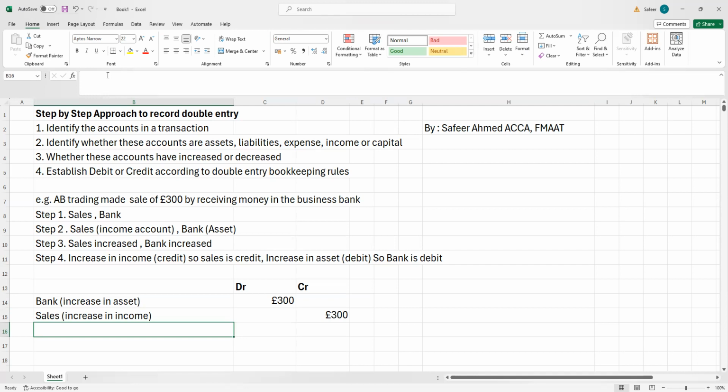So just giving you one example, if you follow this approach, you won't go wrong in recording the transactions, as long as you can identify the two accounts and the type of accounts, whether those are asset, liability, expense, income, and if you can establish whether they have increased or decreased, you will record these transactions in accordance with the double entry bookkeeping rules correctly.